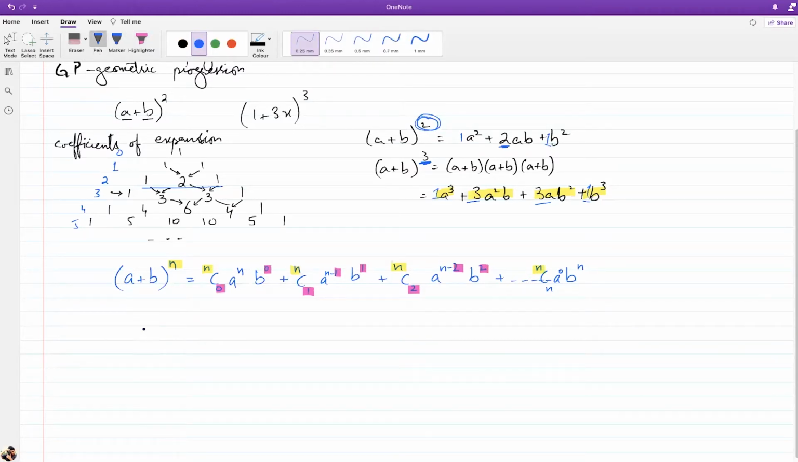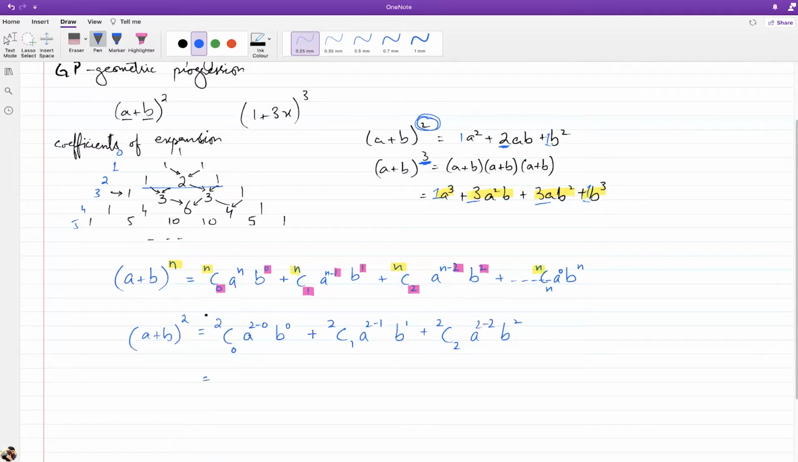So let me give you an example. Let's suppose I have a plus b power 2. So what will I do? I'll write 2 coefficient 0, a to the power 2 minus 0, b to the power 0, plus 2 coefficient 1, a to the power 2 minus 1, b to the power 1, then 2 coefficient number 2, a to the power 2 minus 2, b to the power 2.